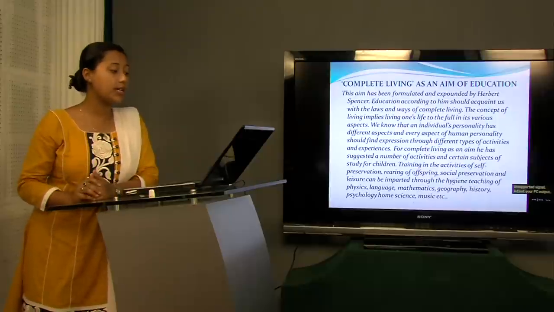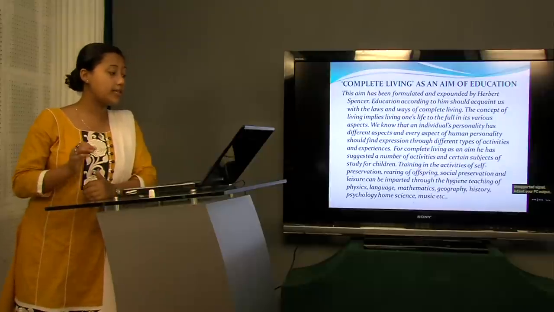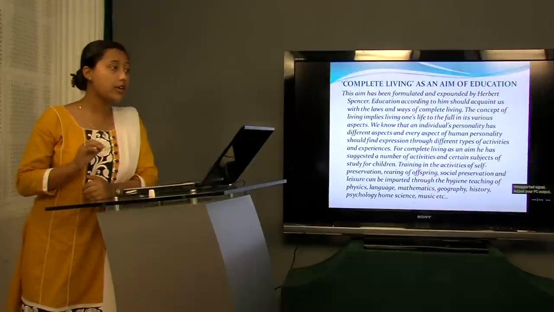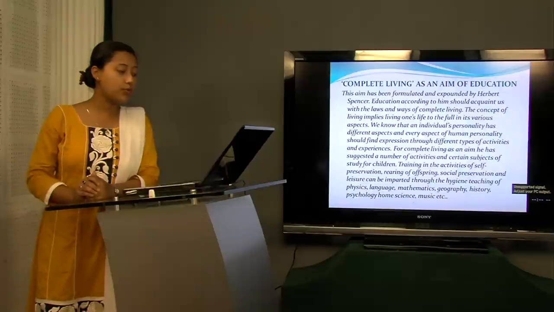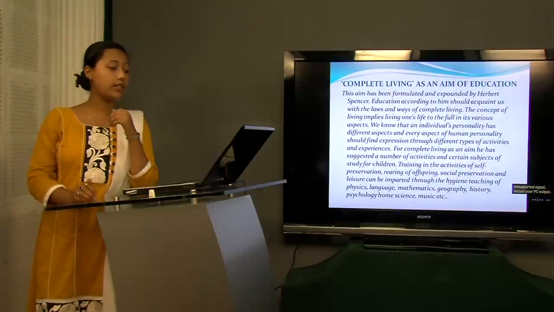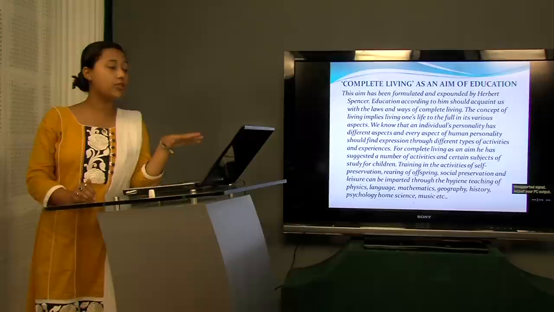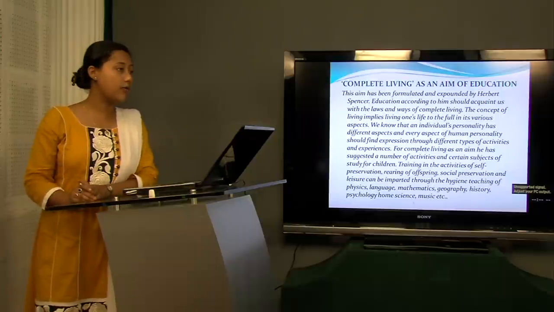And this training in the activities helps in self-preservation, rearing of offspring, social preservation, and also leisure, and can be imparted through these subjects which we have already mentioned in our slide. Next, we have already mentioned the six aims of education, that are the general aims of education.